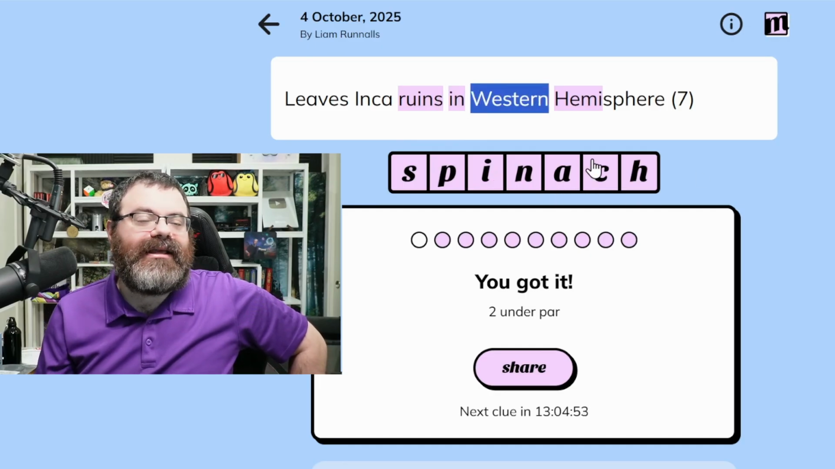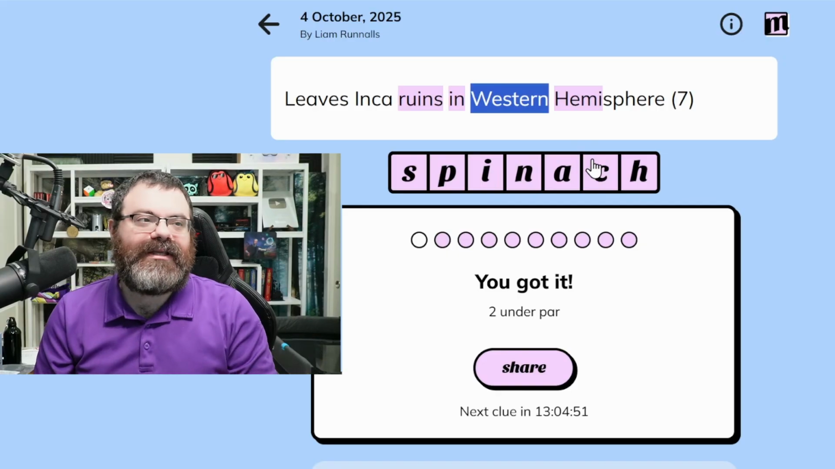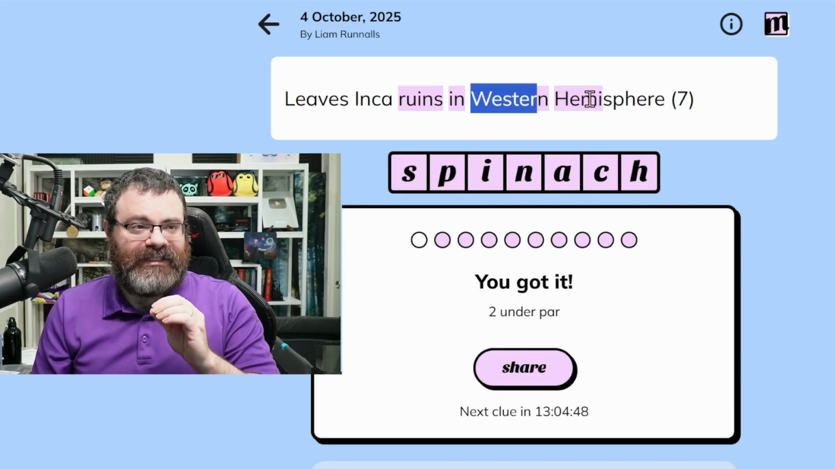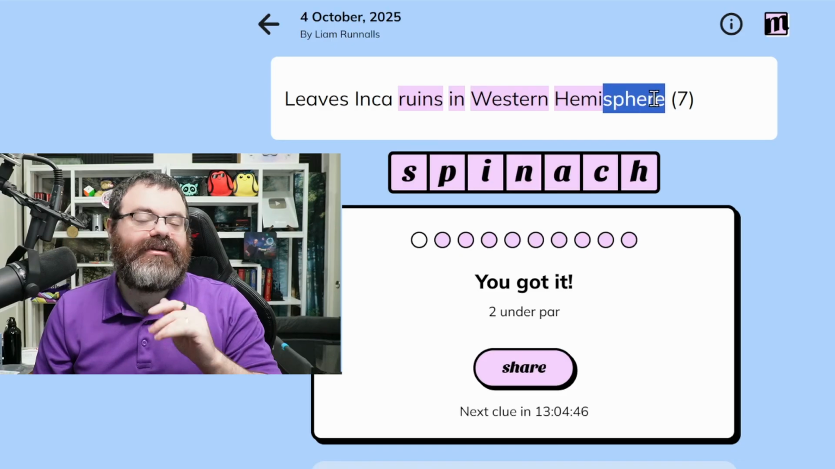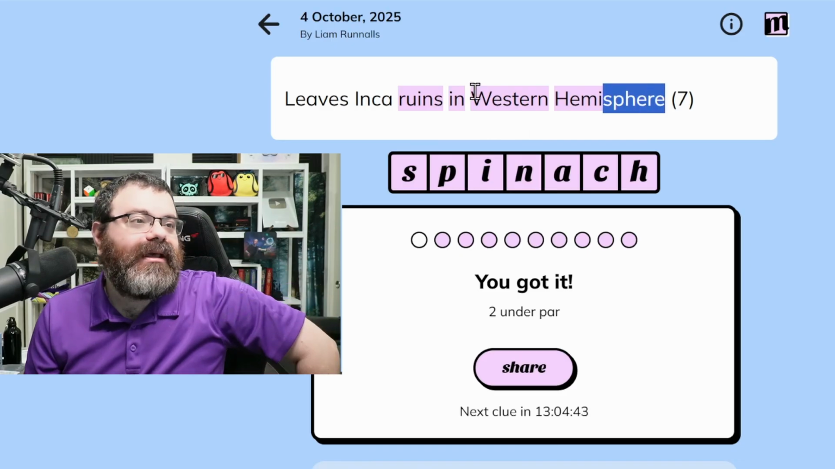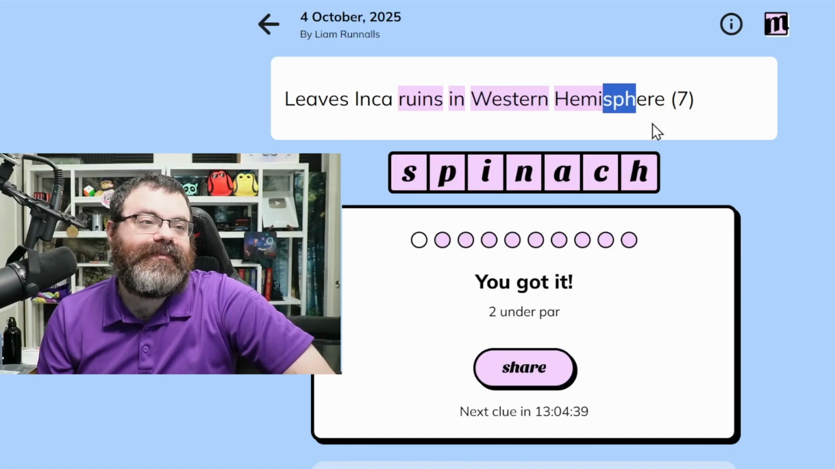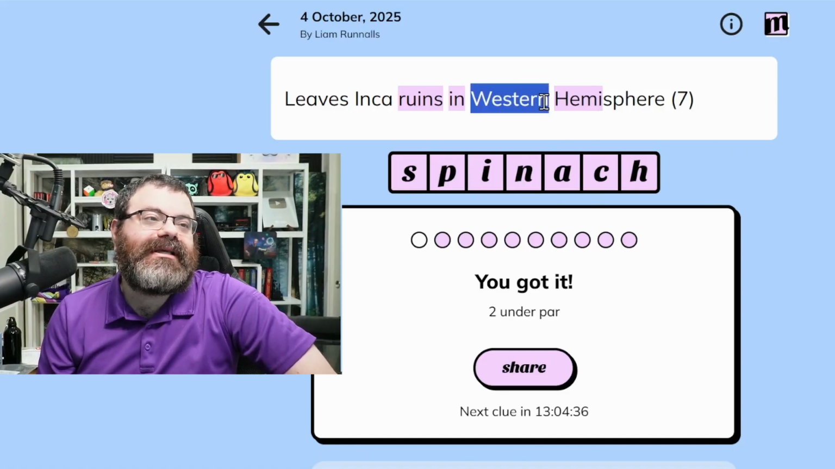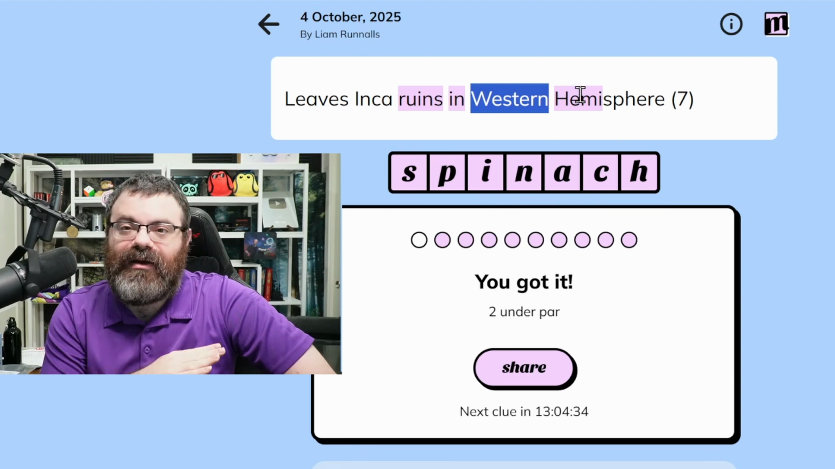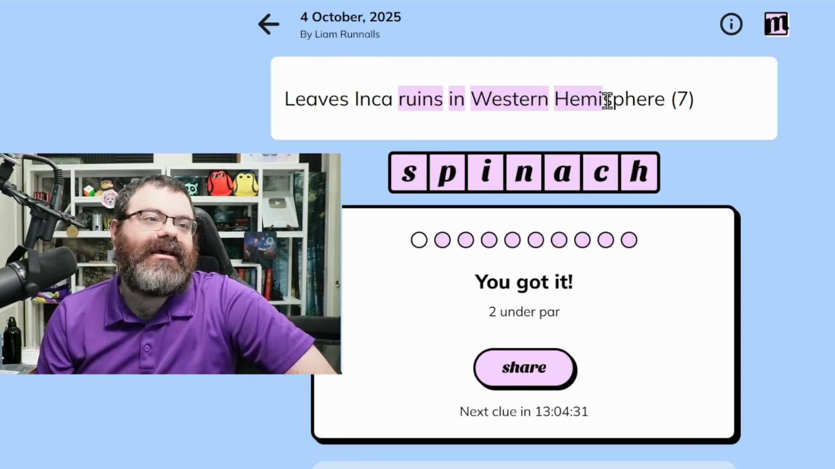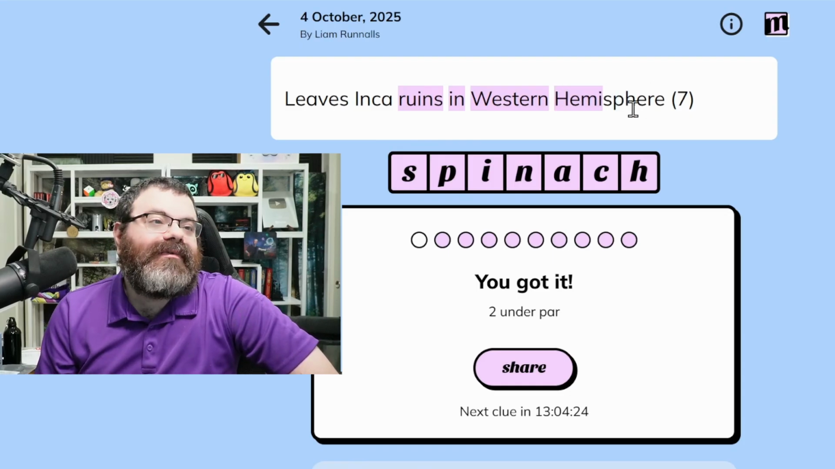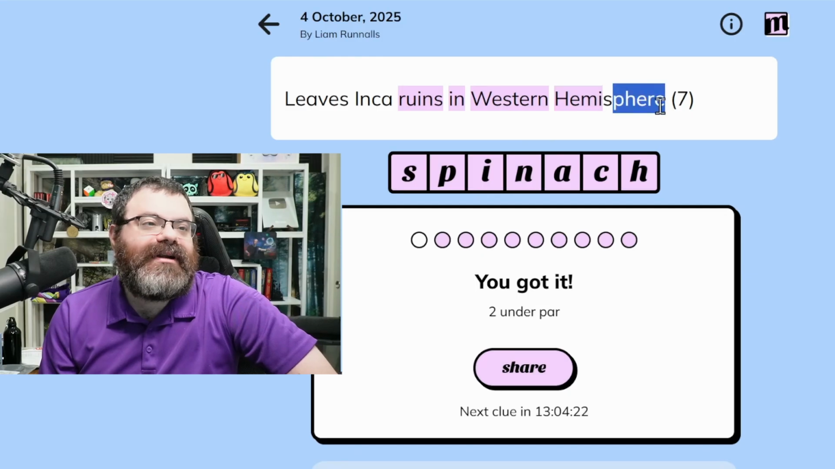Now, Western is telling us, hey, take the left part of the fodder. And this is actually not affecting Inca. This is affecting sphere. This is now affecting the sphere fodder. And you have to figure all this out as part of the puzzle. Western is telling us take the left half of sphere, which is just SPH. It's saying take the left part of sphere, but we don't know how much of sphere to take. It could be just the S, or it could be more than one letter, but we're going to start on the left side. And the hemi is telling us, hey, split it in half, right? Because that's what hemi means. And so we're splitting sphere in half, and we're taking the left side, and that gives us SPH.